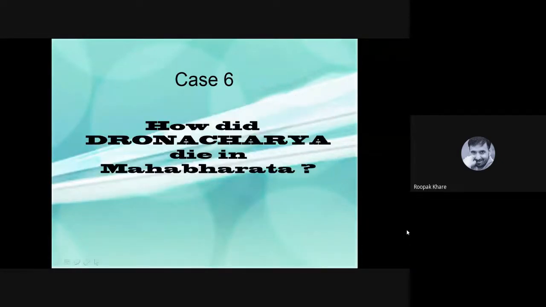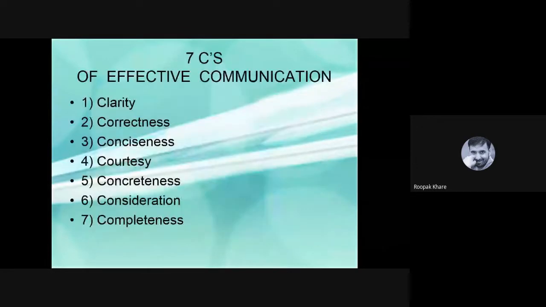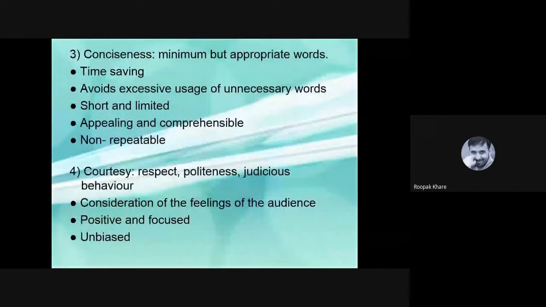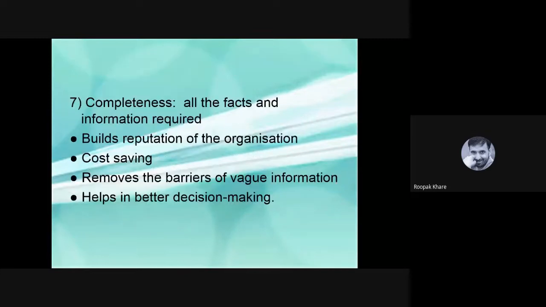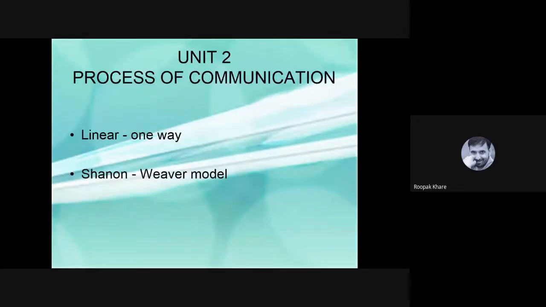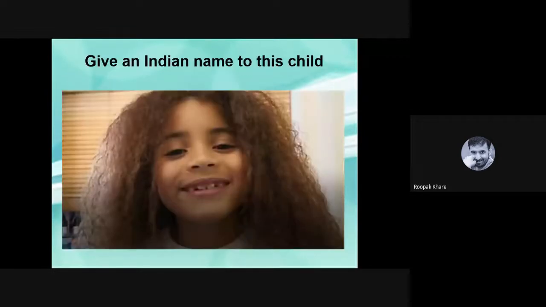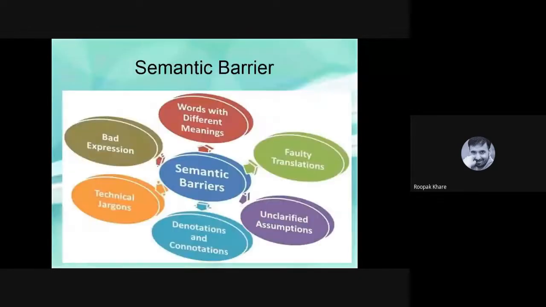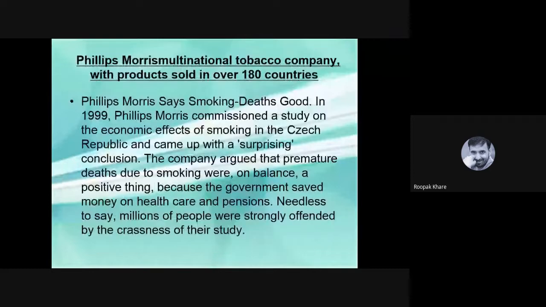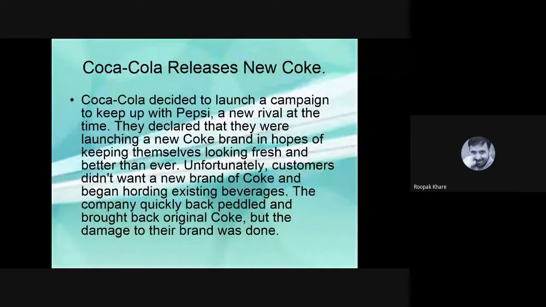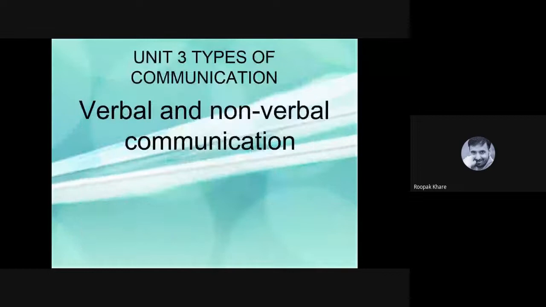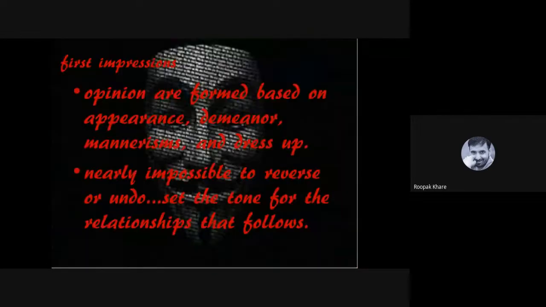Then, what are the 7 C's of communication? The elements, process of communication, linear, Shannon-Weaver model, barriers. Again, we did some case studies. What is semantics? And then these cases. And we began with verbal and non-verbal communication. The differences, I had defined what they are, and what are the differences between them.